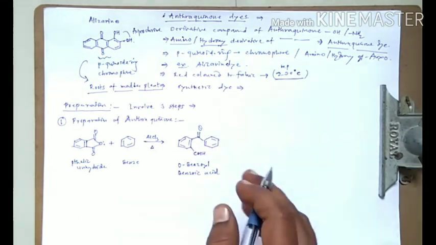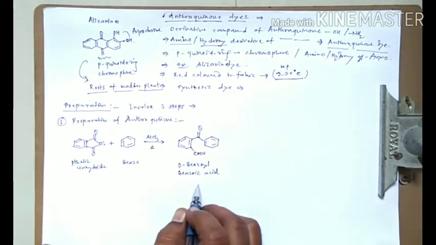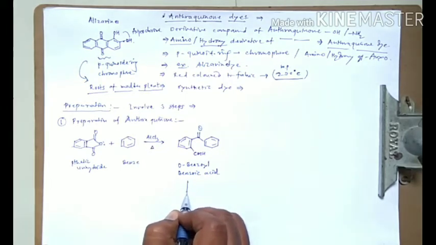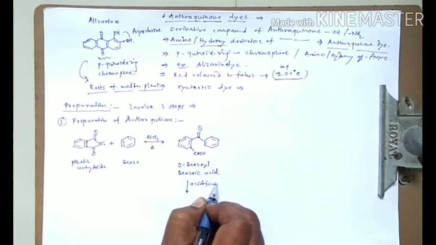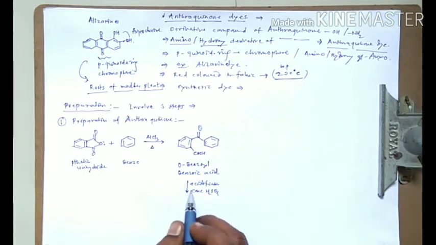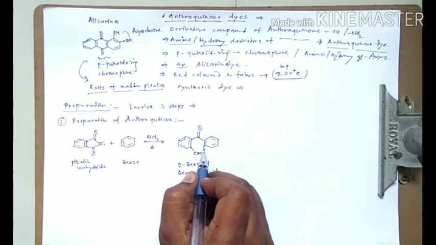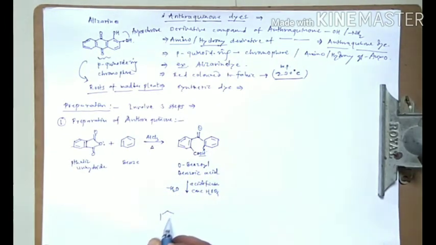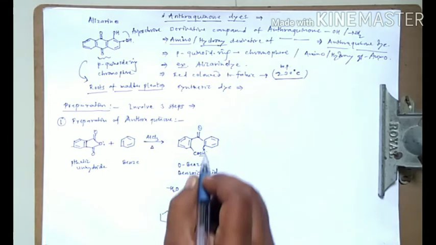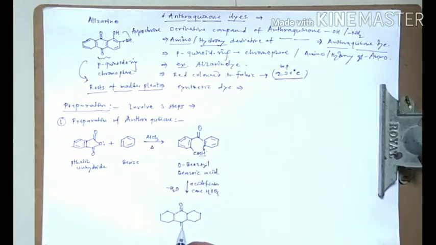This is the compound, o-benzoylbenzoic acid, which on treatment with concentrated sulfuric acid leads to formation of anthraquinone, because there is elimination of a water molecule, H from here and OH from here. There is elimination of a water molecule and it leads to formation of the anthraquinone ring or anthraquinone unit. This C double bond O is formed here, and this is the anthraquinone ring.